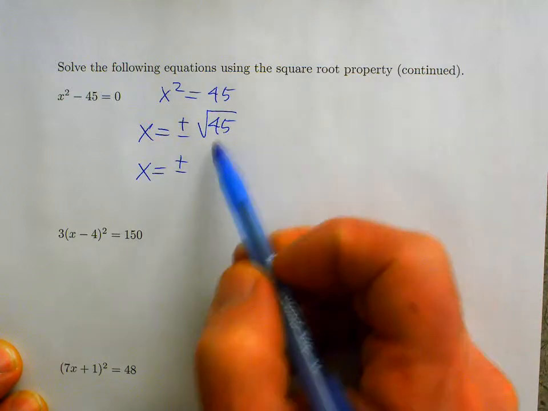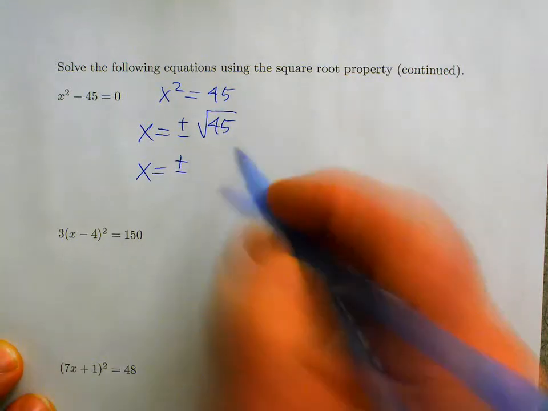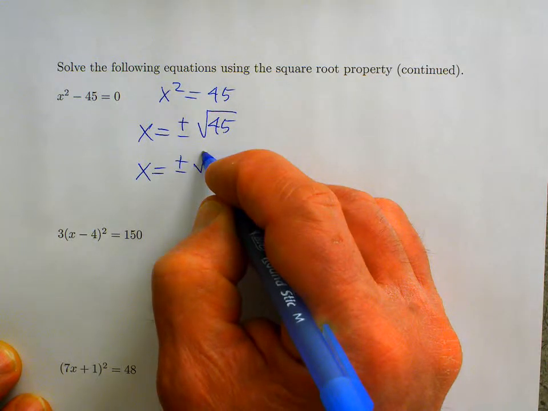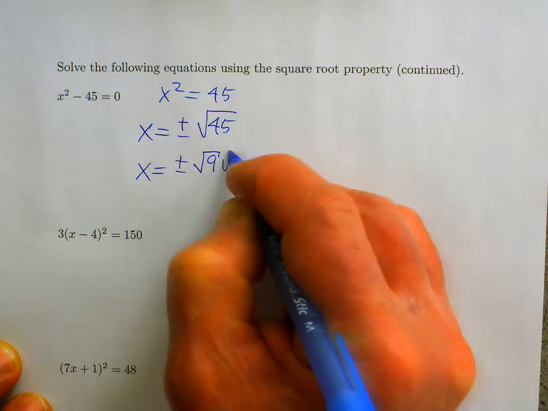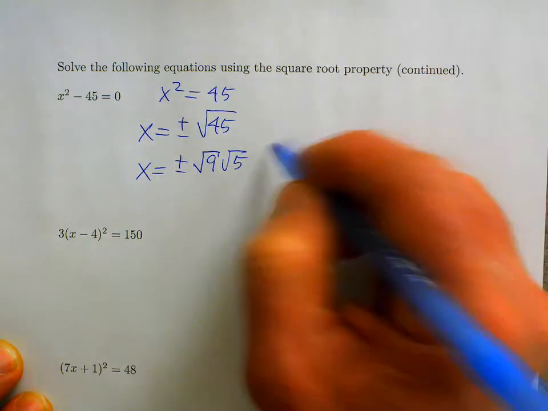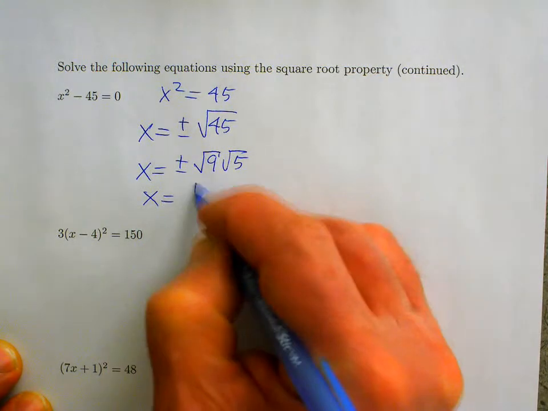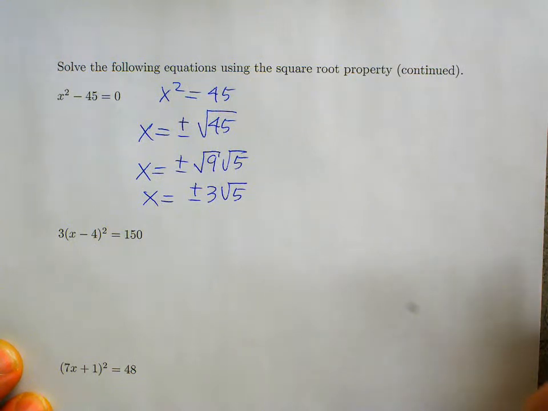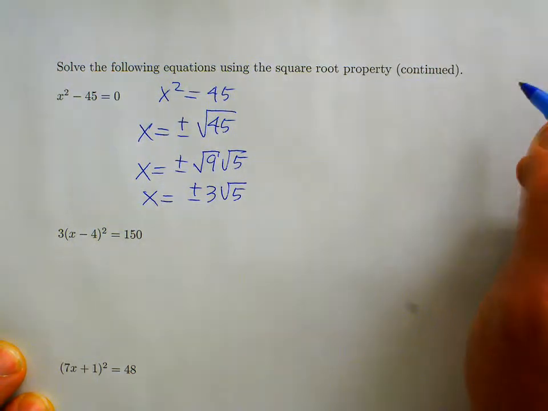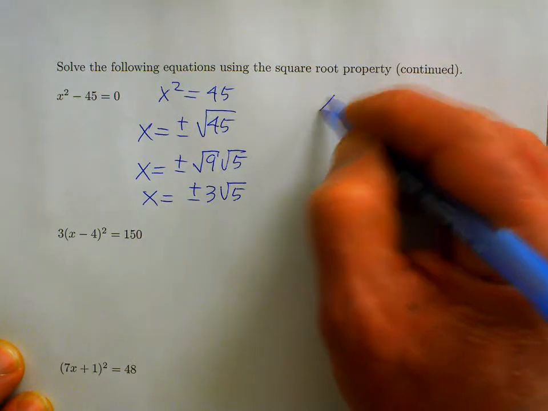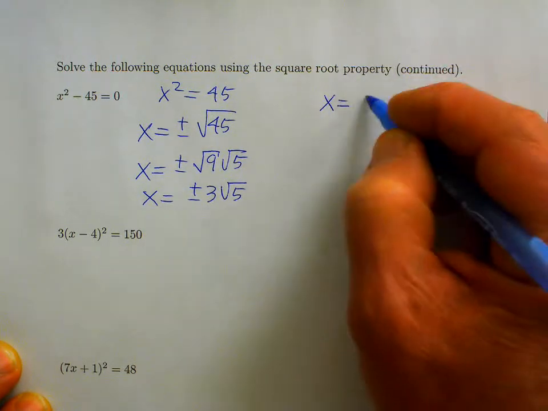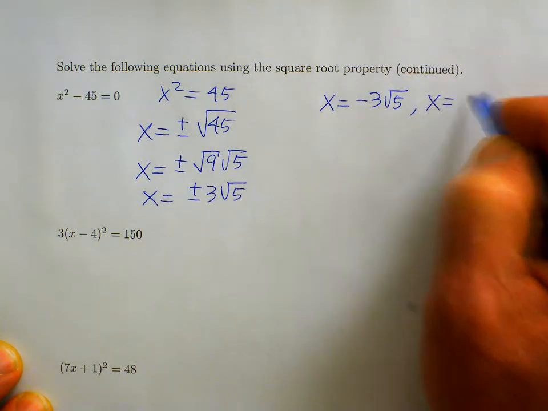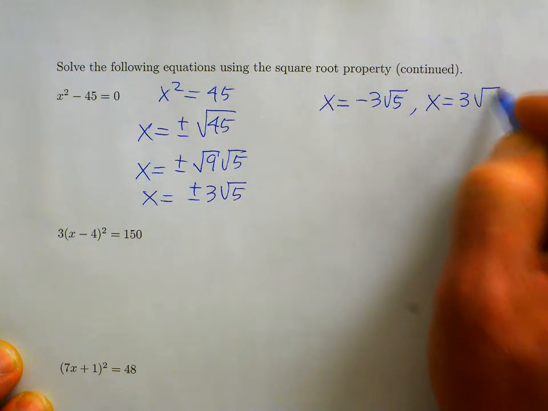The largest factor of 45 that's a perfect square is 9, so we can rewrite the square root of 45 as the square root of 9 times the square root of 5. And then finally, x equals positive and negative 3 times the square root of 5. The solutions written separately: negative 3 times the square root of 5, and the other is positive 3 times the square root of 5.